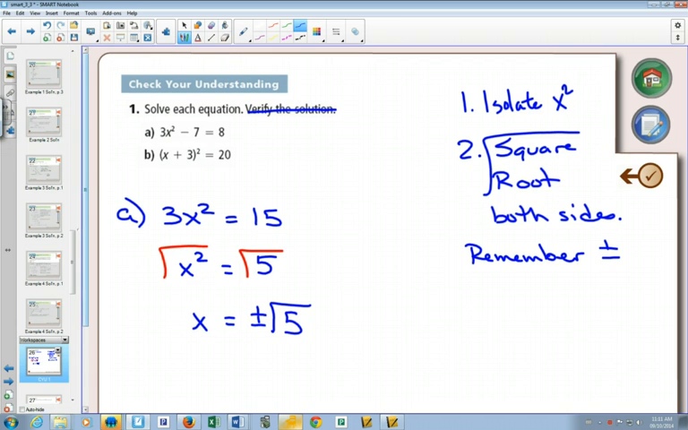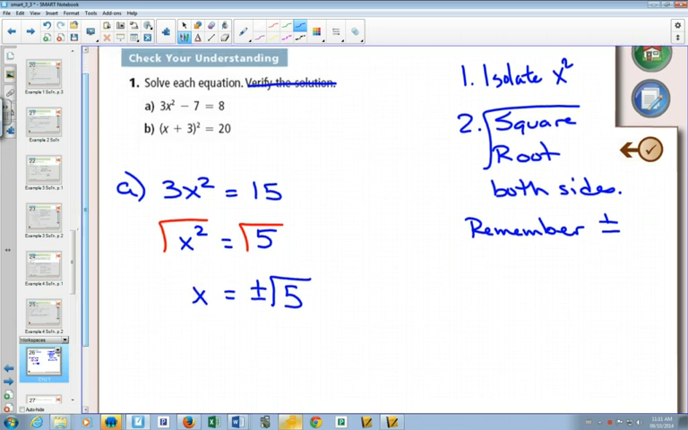For B, this is like writing both of them. Or you could, if you wanted to, write root 5 or negative root 5 like that and write them separate. It is easier just to put the plus or minus. But that does mean that there's 2 answers.